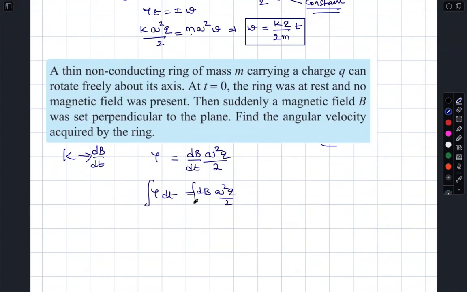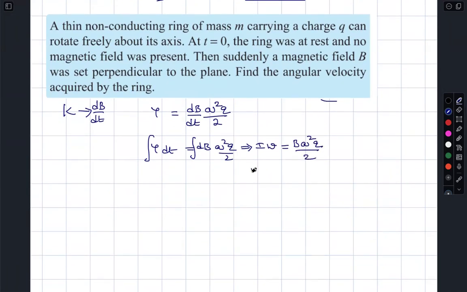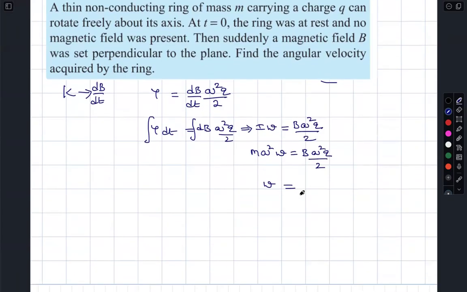Now, do integration on both sides. Integral tau dt is I omega, and this is delta B. Are you switched on? So the final is B, B a square Q by 2. You want omega. M a square omega is B a square Q by 2. So omega is nothing but BQ by 2M.